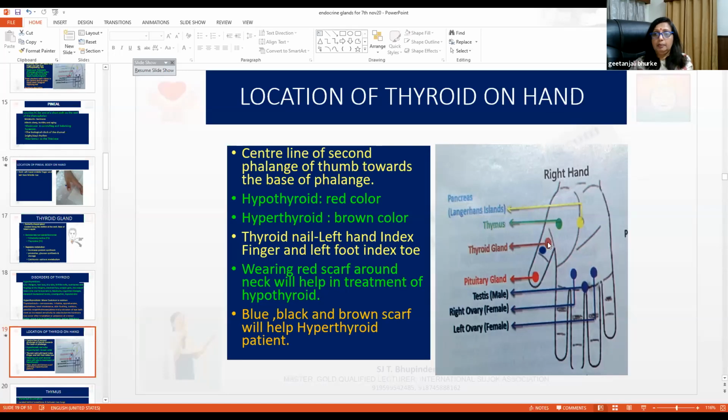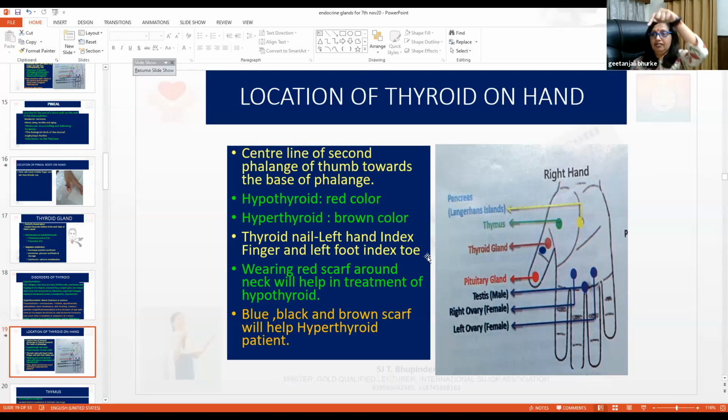Please do not confuse between hypothyroid and hyperthyroid, because I will give you all this later, in the end. So if you have hypothyroid, put red color. If you have hyperthyroid, put brown color.